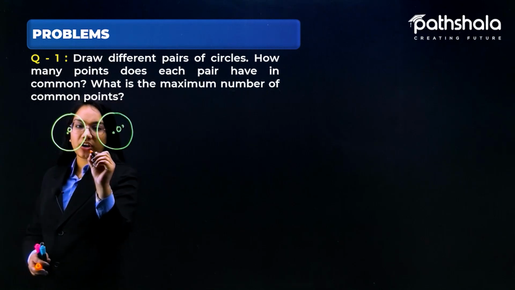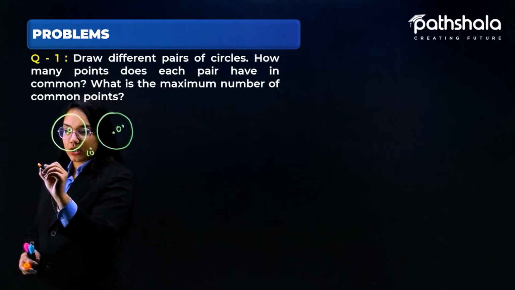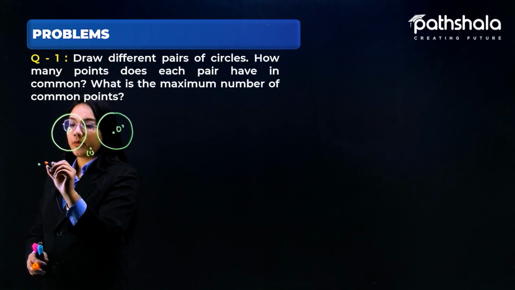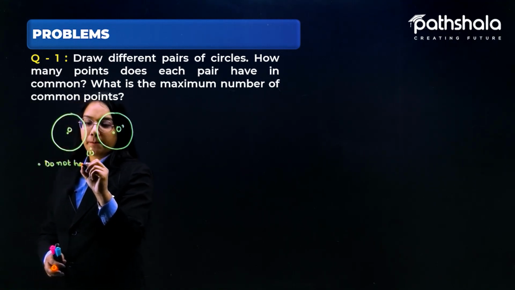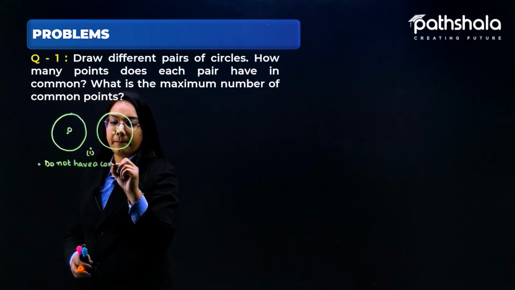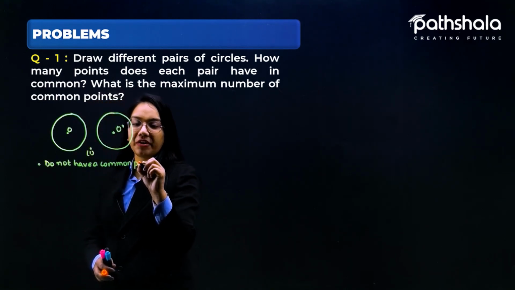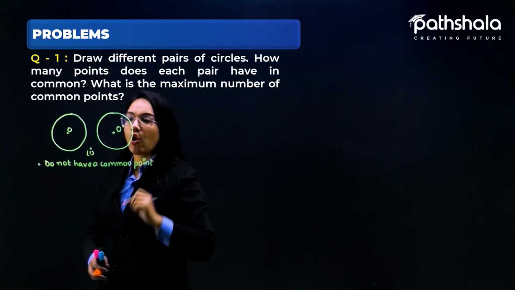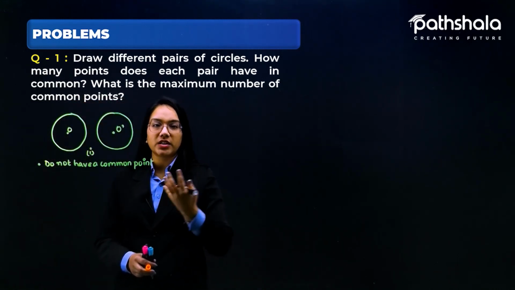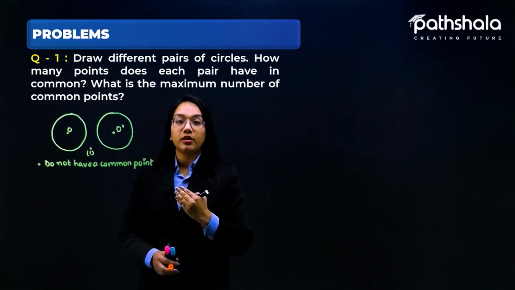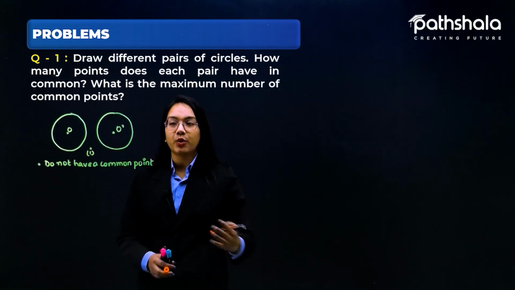As you can see, this is the very first pair, and the two circles do not have a common point. They do not have a common point at all. So this is the very first case in which I have drawn a pair of circles in which there is no point in common at all.